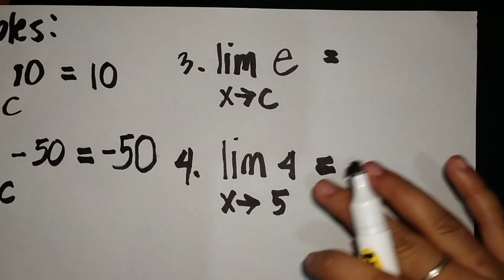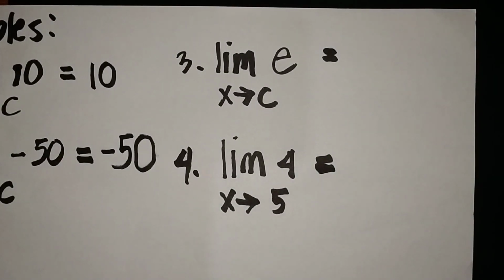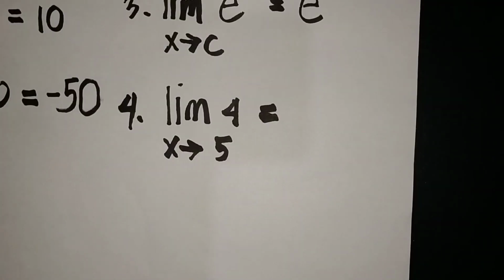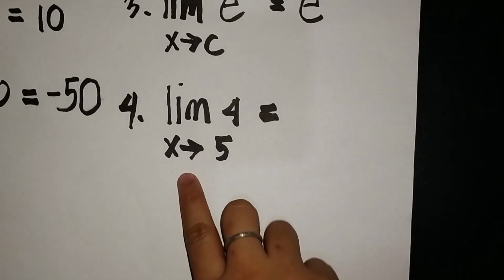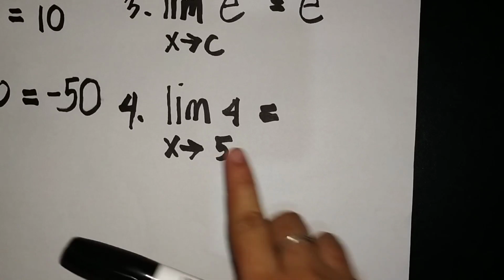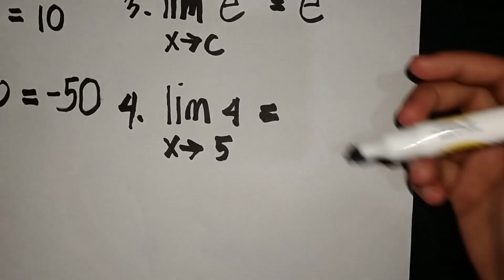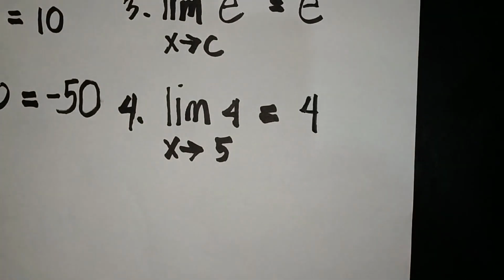And in number 3, we have the limit of e. e actually is a constant. So we can say that the limit of e as x approaches c is equal to e. Lastly, we have the limit of 4 as x approaches 5. Here, c represents 5. The limit of 4 is actually 4, not 5. Do not be confused: the limit of a constant is the constant itself.